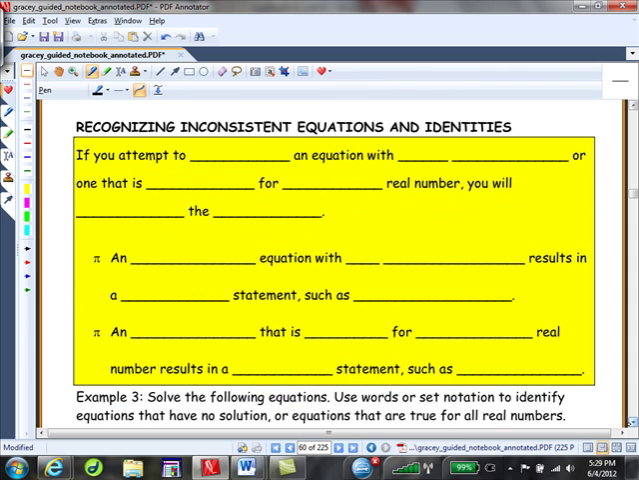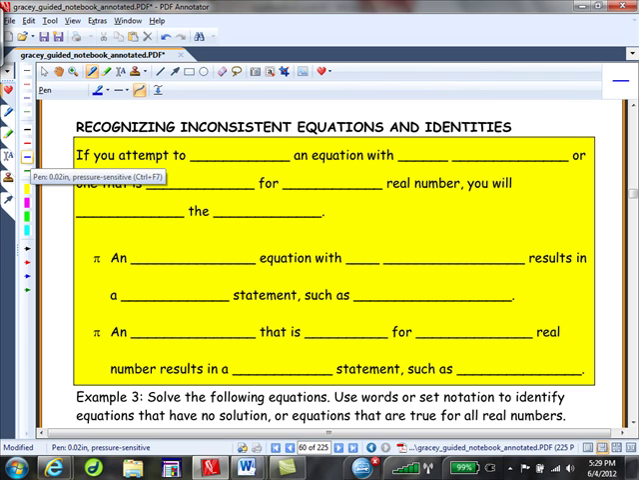Recognizing inconsistent equations and identities. This is very important. You have to be comfortable enough with this topic so that you know when something looks strange or doesn't look okay. Right? So here we go. Let's check it out.